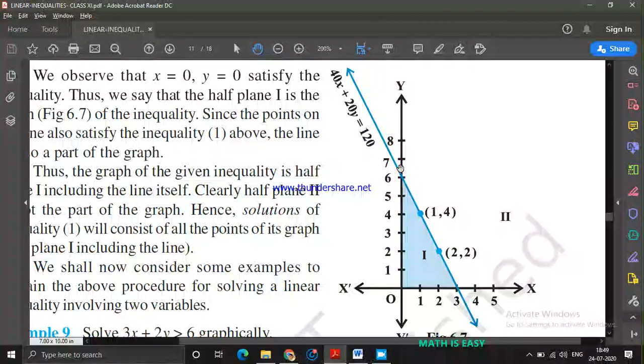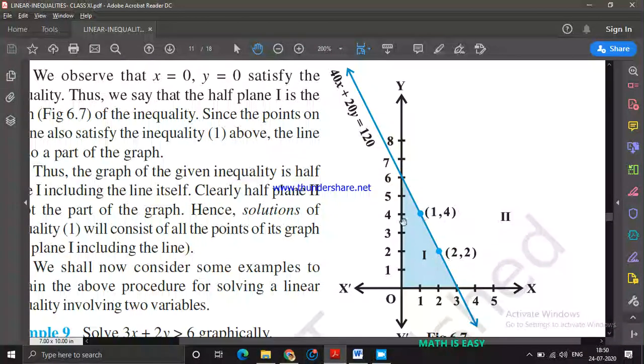So less than means it will be either on the left side. This is called the left side of the line, and this is called the right side of the line, above or below. This is above the line and this is below the line. If it is less than or equals to, then this line will be a dark, thick line. If only less than is there, then this line will be drawn as a dotted line. That means that points on the line are not included. If it is a thick line, the points on the line are also included in the solution set.